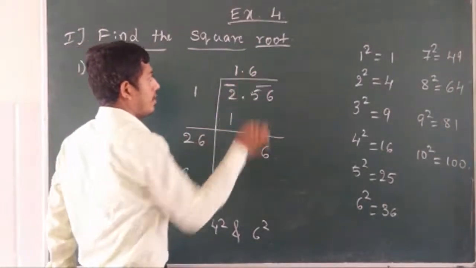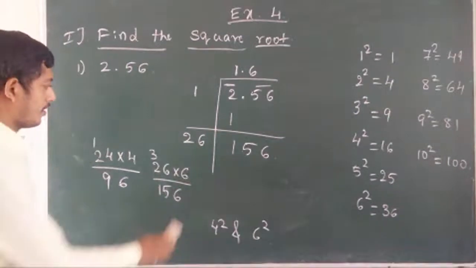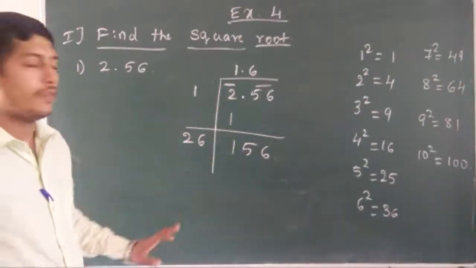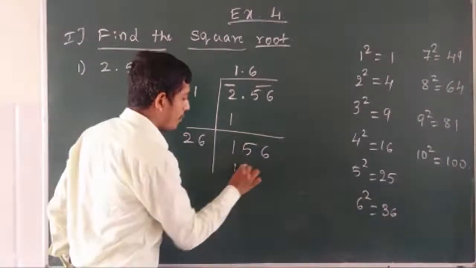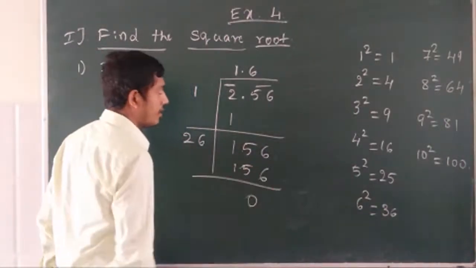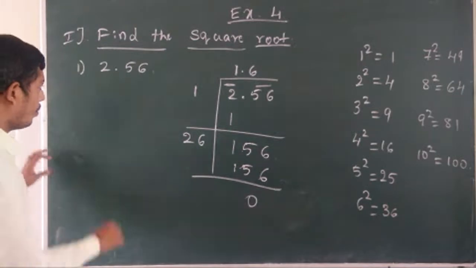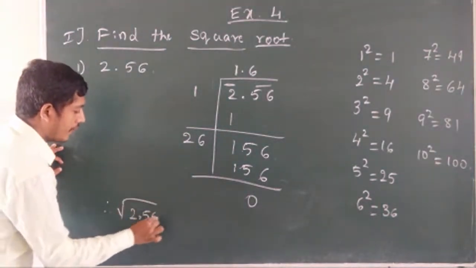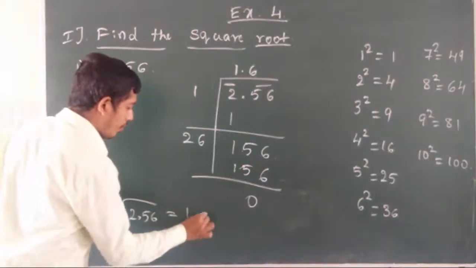So I will take 6 and 6, because 26 into 6 is 156. And we are getting the remainder as 0. Therefore, the square root of 2.56 is how much? 1.6.